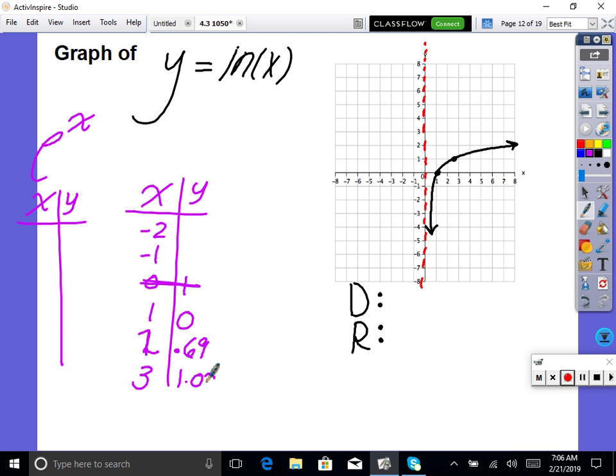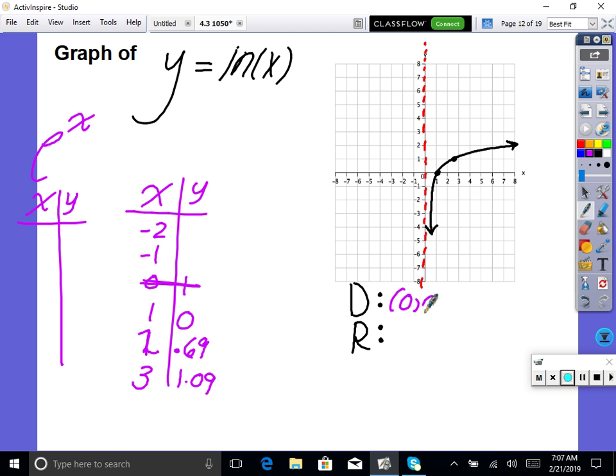So looking at this, plotting points. I went over 1 and 0, over 2 up 0.69. I didn't do that very good at all. It's right there, but it's not bad. And then over 3 at 1.09. I maybe just do a rough sketch, but it looks about right. Okay, so what would the domain be?